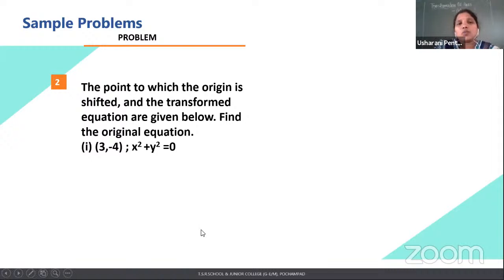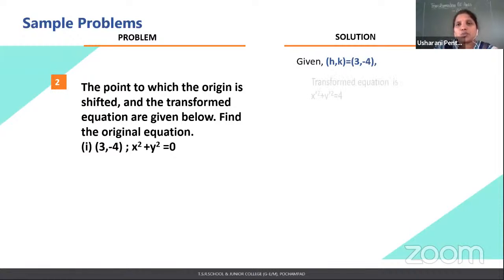Next, in this, what is given? The point to which the origin is shifted and the transformed equation are given below. We need to find the original equation. So what have they given? They have given the shifted origin as well as a transformed equation. So we need to find the original equation. So here h comma k is equal to how much? 3 comma minus 4. And here they have given the transformed equation.